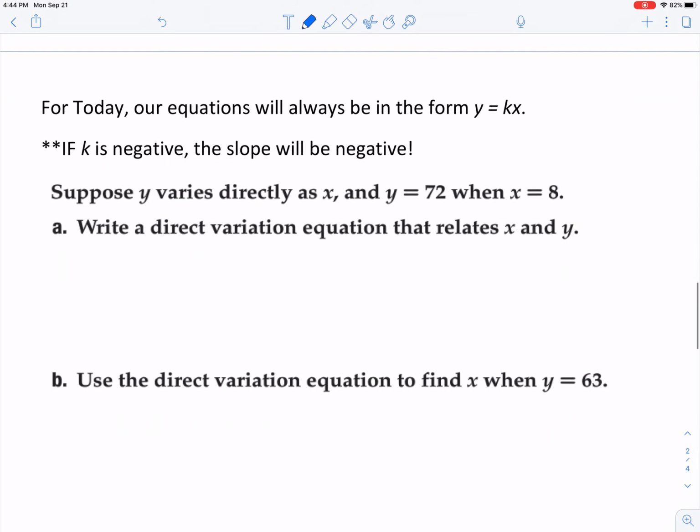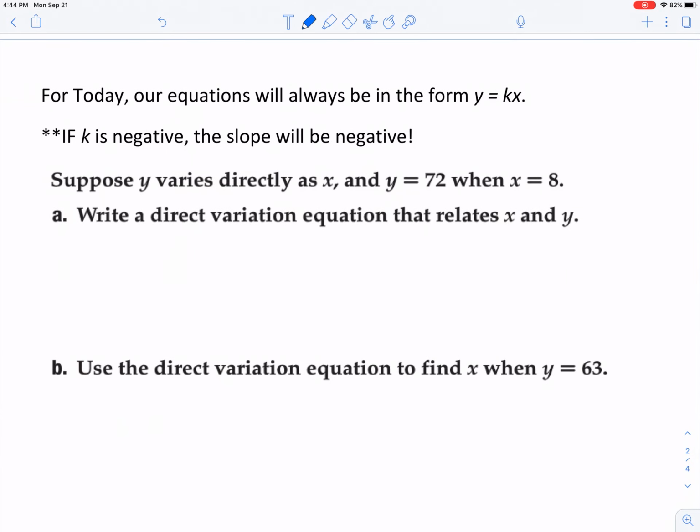Okay, so we are actually going to get to write some of these direct variation equations. Here's what's going to happen. First of all, they're not going to tell you k. We have to figure it out. But they are going to tell you a point x and y in which it works.